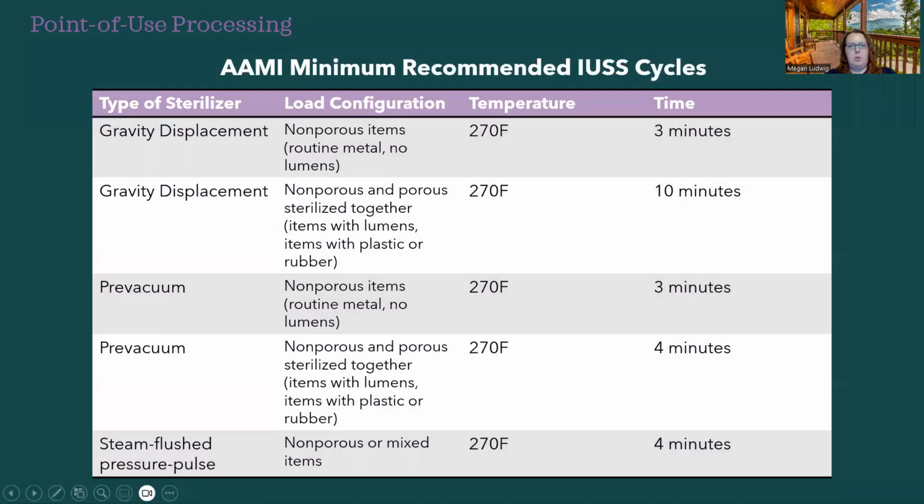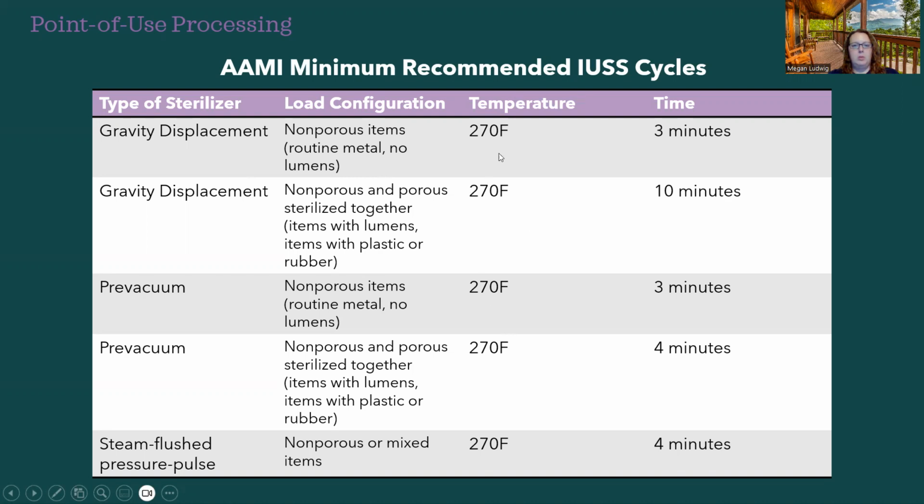So here's that chart I was telling you about. These are the AAMI, like we mentioned, the minimum recommended immediate use steam sterilizer cycles. So this is for immediate use. And depending on the type of sterilizer your facility may have, it may change some of the times, okay? Also look at the load configuration because that's the different items. So your typical non-porous item, no lumens, like a hemostat, a Kelly, Kocher, whatever. That's your typical clamp, retractor, no holes in it.